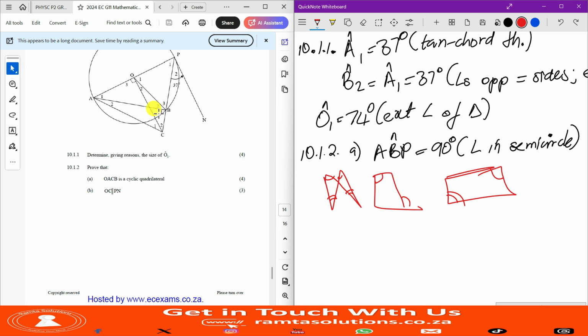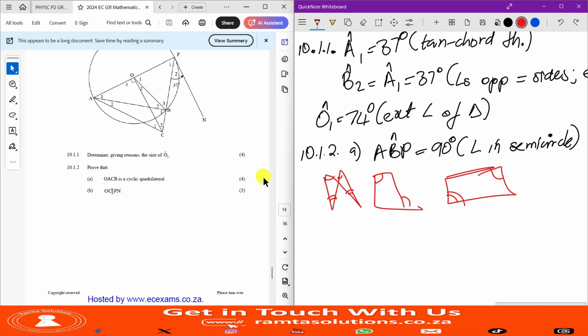So I was able to prove that this one here is 90 degrees. Now, I can get angle B2, but does it help me? So far, it's not helping. So let's proceed.